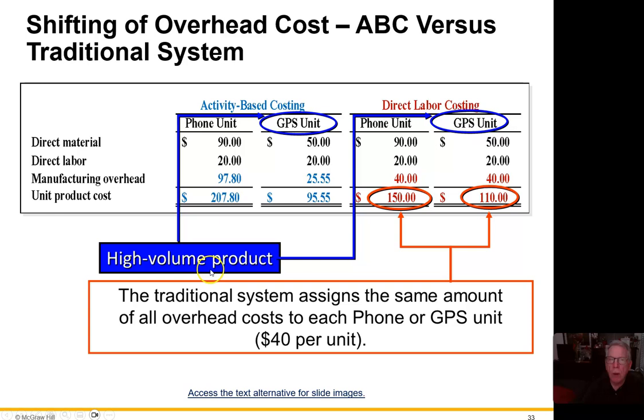Okay, now here is the high volume product, and you can see that the traditional system assigned the $40 of overhead to each phone or GPS unit, whereas the activity-based costing had $97.80 and $25.55. So quite a little bit of difference in this case.